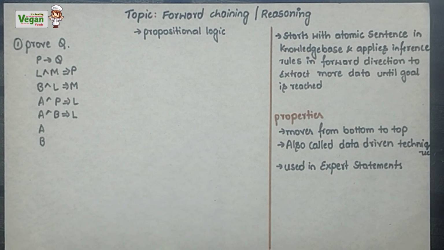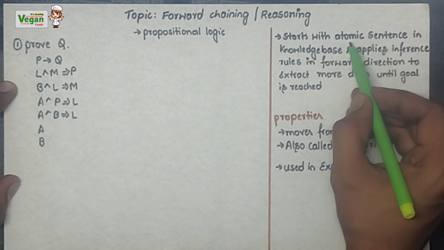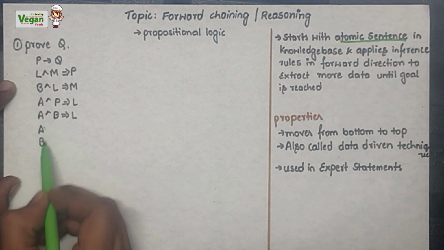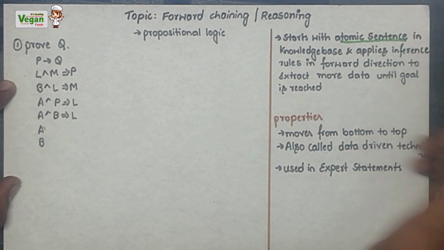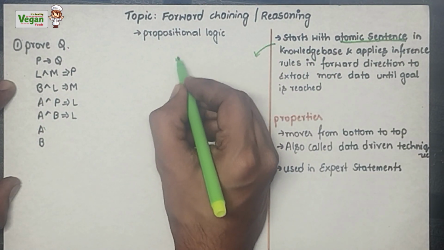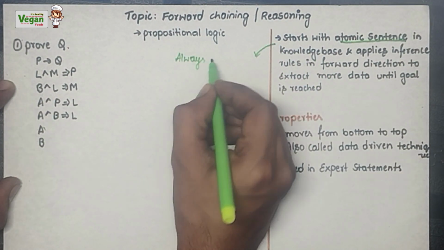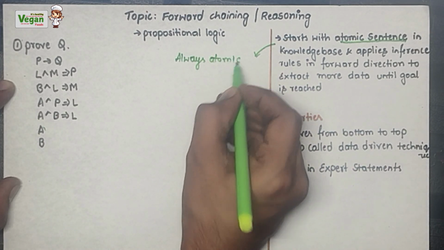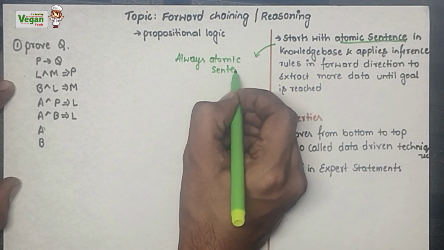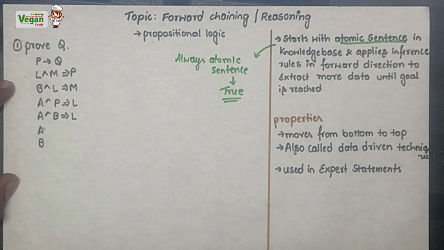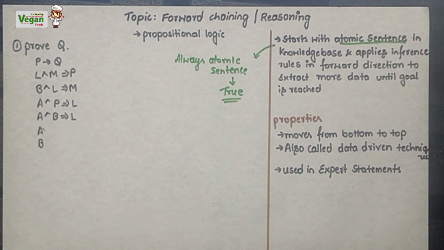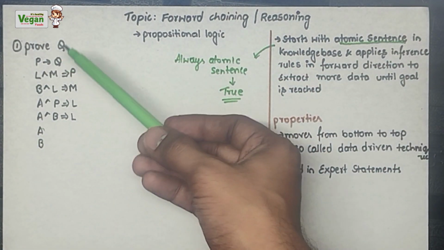If we look at the forward chaining technique, it is propositional logic. It will start with the atomic sentences. The atomic sentences are single letters, A and B. It always starts with atomic sentences because atomic sentences are always true. Using them, if we construct the forward chaining, then we can prove Q.